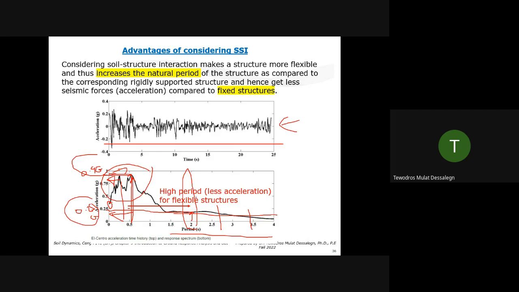Is that clear? So SSI actually can help. Less seismic forces act because you're allowing it to move. When the force acts on a building, if there is flexibility, it moves a little bit. If it moves a little bit, it's doing some work. So the stresses, bending moment, anything acting on the members, it gets less. So the more flexible, the better.